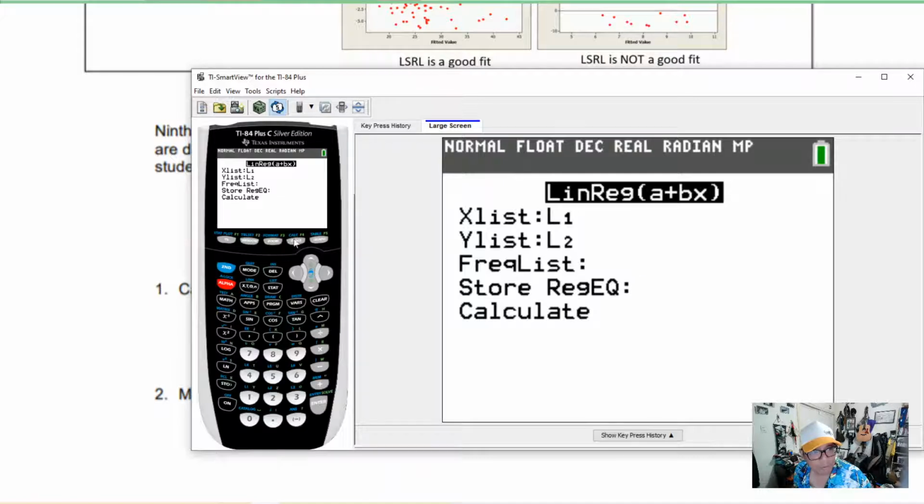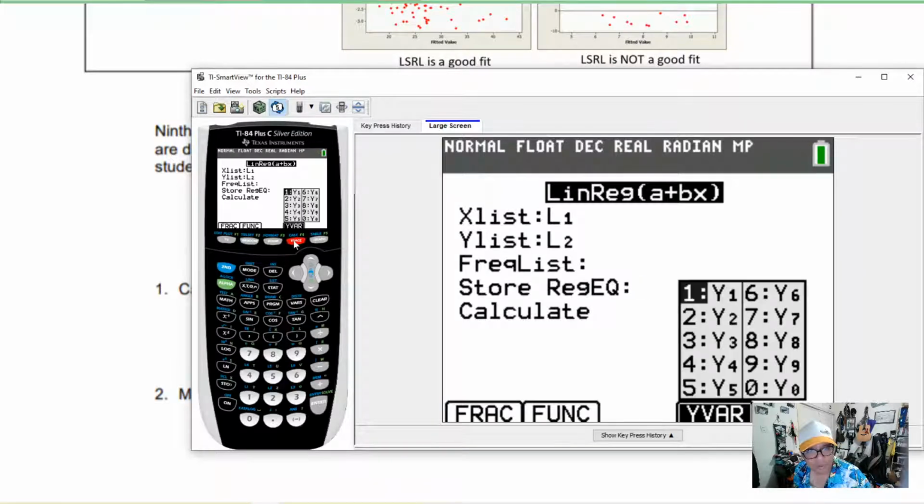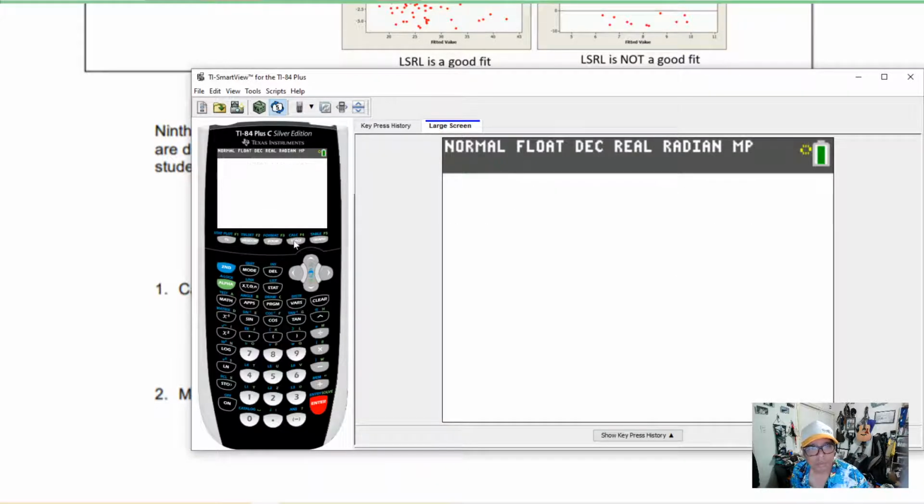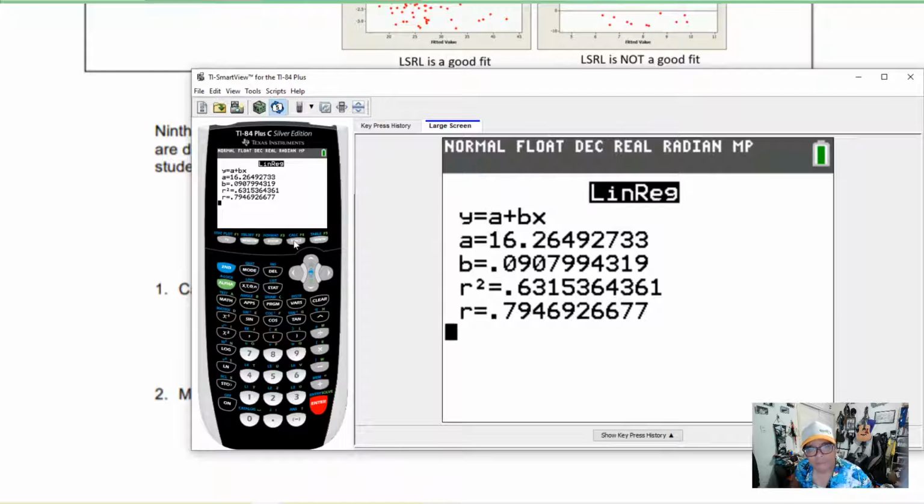So I'll push alpha trace and put a Y1 there. And then I'll calculate. Okay. Now it gives me my value of A, B, and my value of R squared and R. I'll just need to write those down on my paper and I'm good to go.